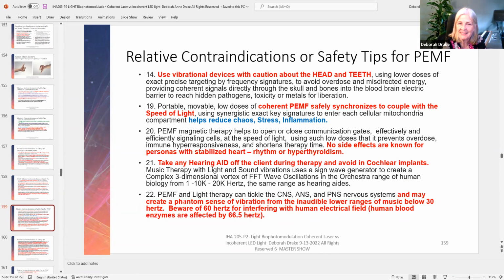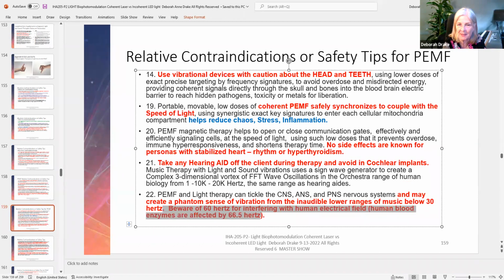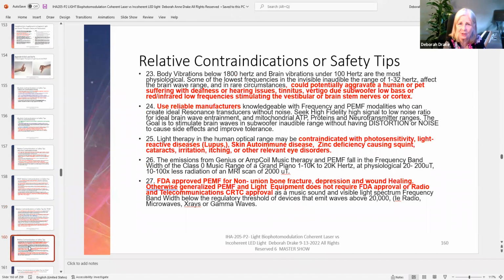Remember that 60 cycle hum makes the body hate the electrical field, because it's interfering with the blood enzymes at about 66.5 hertz. So people who are sitting around plugs, amplifiers, outlets, extension cords, they're not going to do well. They don't handle light and heavy duty therapy.